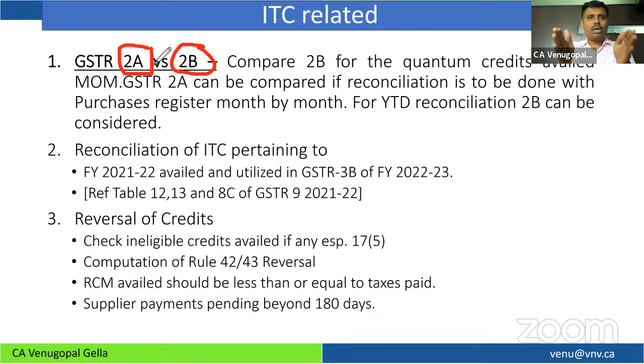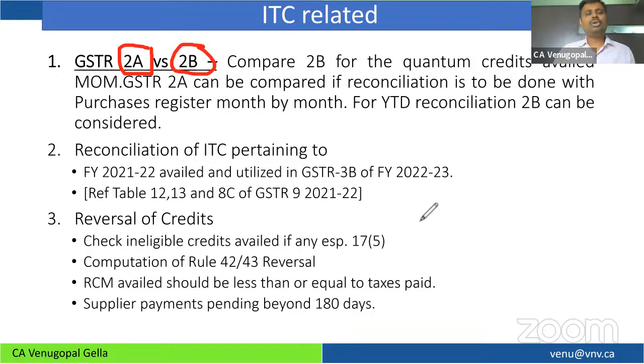See, on a longer horizon, both 2A and 2B will match. But on a short duration, in one month, 2B will be higher. In another month, 2A will be lower and 2B will be higher. So there would be differences between the balances. At one point, both would be matching. This is the first reconciliation that you have to do.